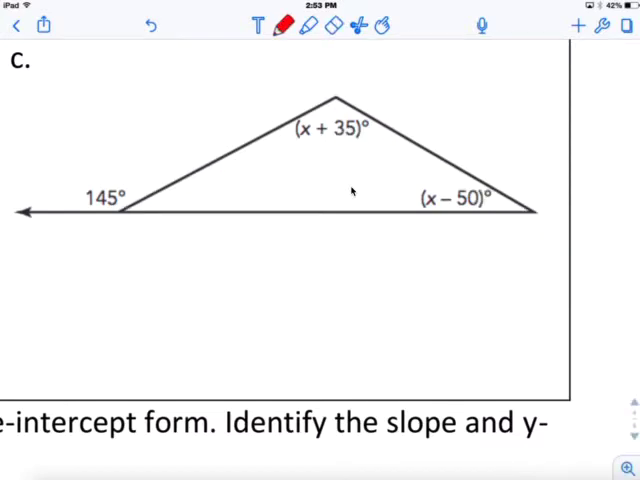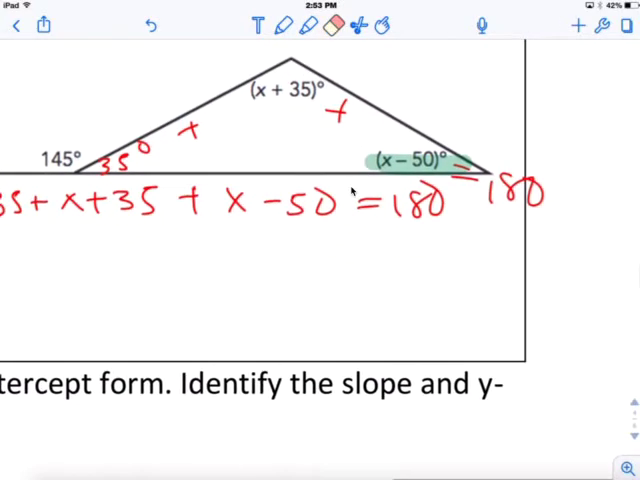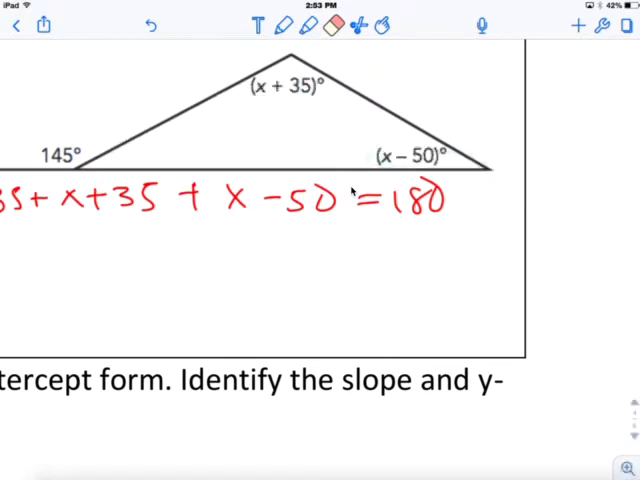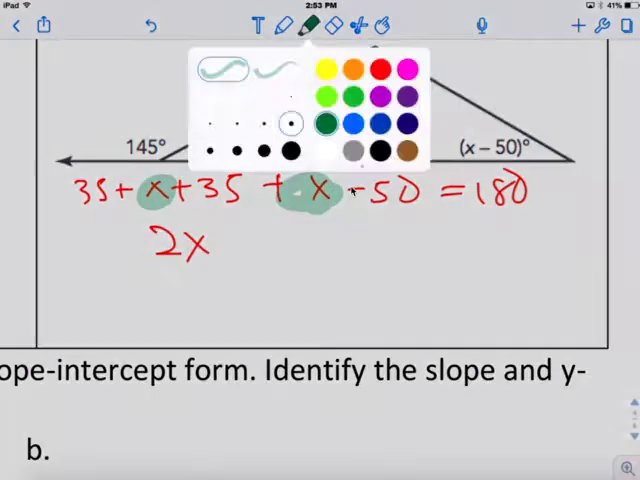Because inside a triangle is 180. Okay, well, we'll do that. We'll make 35 plus x plus 35 plus x minus 50 equals 180. Okay, so you get 70 minus 50 is 20, and 2x, that's 2x.